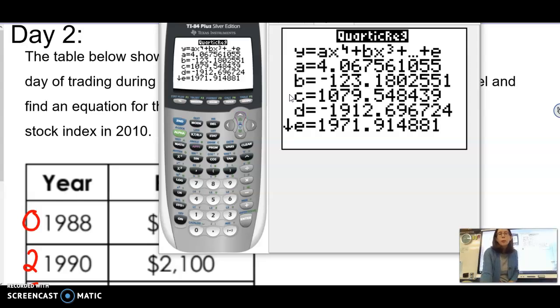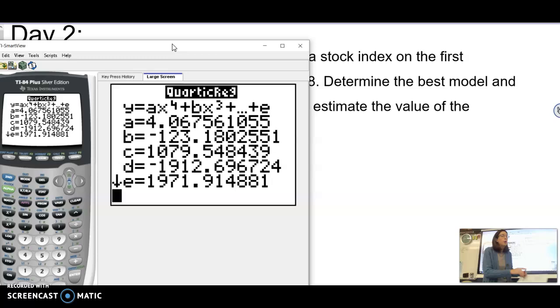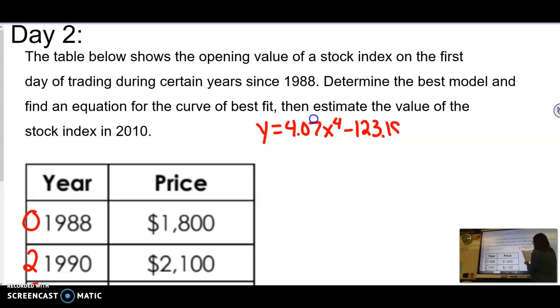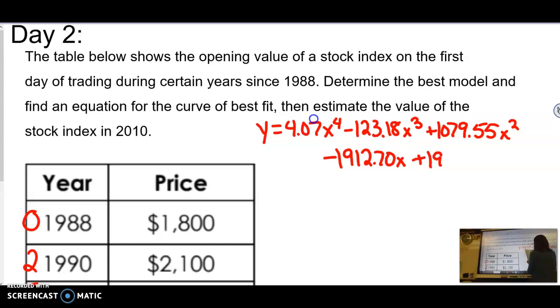So what you'll do is round each of these numbers to like 2 decimal places when you go to write it down. So it would be y equals, and I know I'm going to lose it there on my screen, but I got 4.07x⁴ minus 123.18x³ plus 1079.55x² minus 1912.70x plus 1971.91.